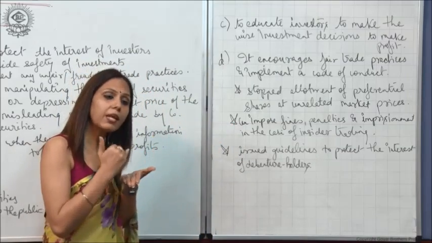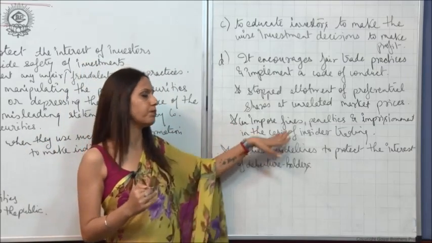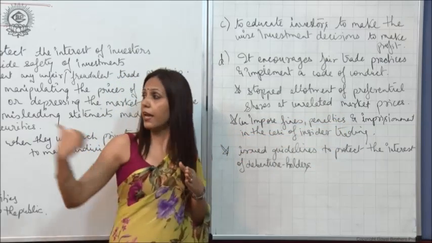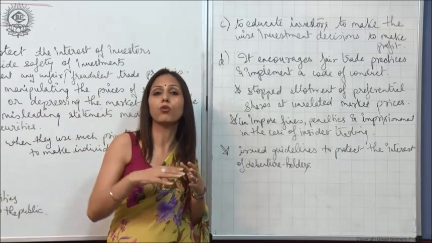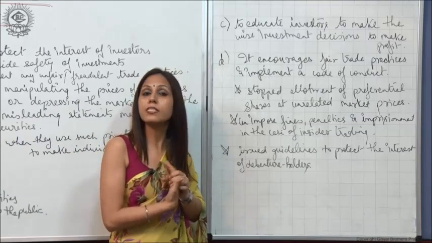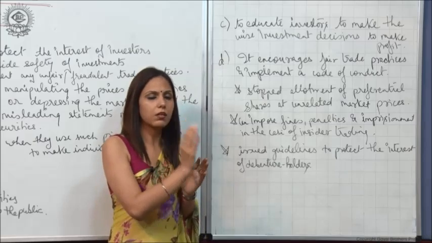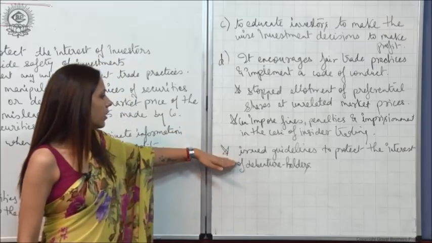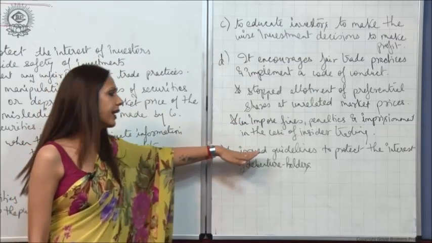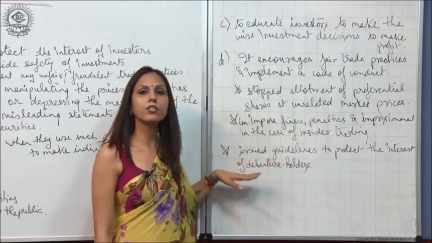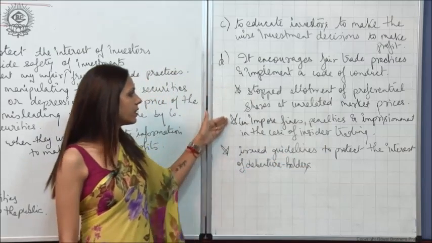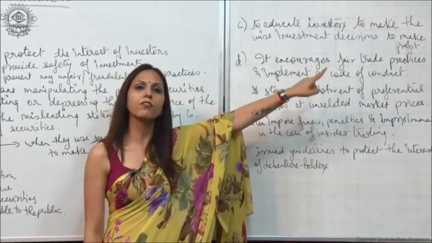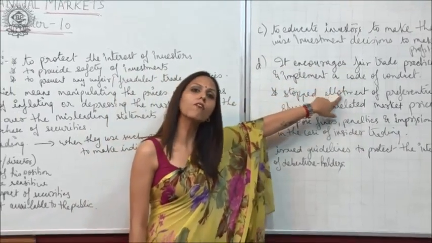Second, SEBI can impose any fine, any penalty and imprisonment if any insider trader is found, or if there is any sort of insider trading, then SEBI can impose penalty, fines or imprisonment. SEBI has also issued guidelines to protect the interest of the debenture holder. So these three steps have already been taken by SEBI to encourage fair trade practices and implement a code of conduct.